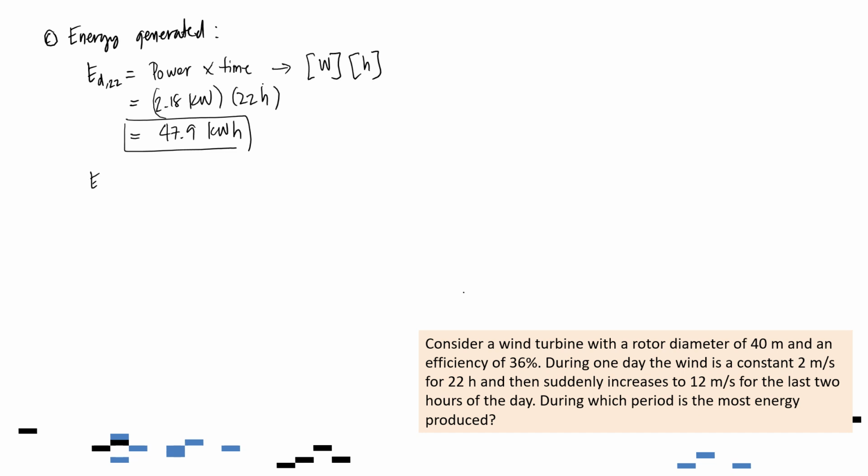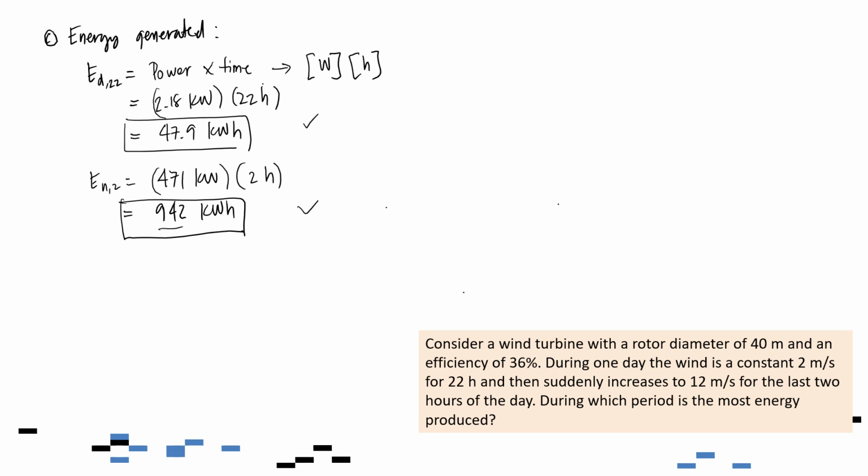And the last 2 hours, let's say nighttime, is the same way, but the power is solved as 471 kilowatts times 2 hours. So the answer for this is, what's the answer? 942 kilowatt hour. So you can see a big difference between these two, right? One is 47.9, even though it's running for 22 hours, but the other one is 942 kilowatt hours. It's just running for 2 hours.